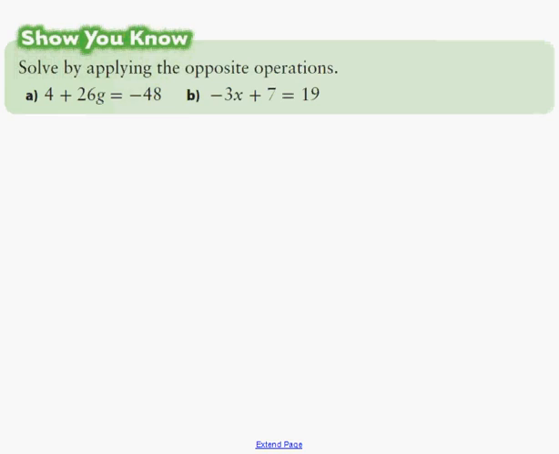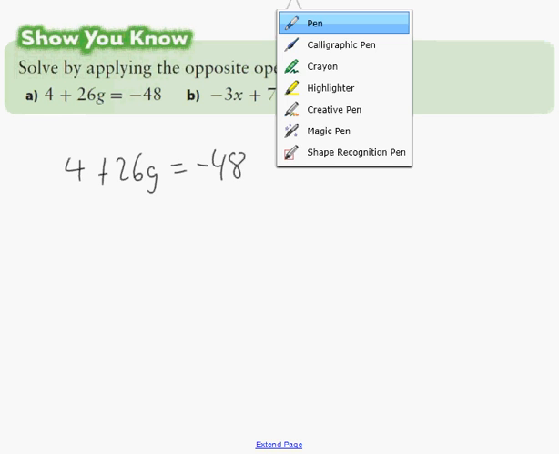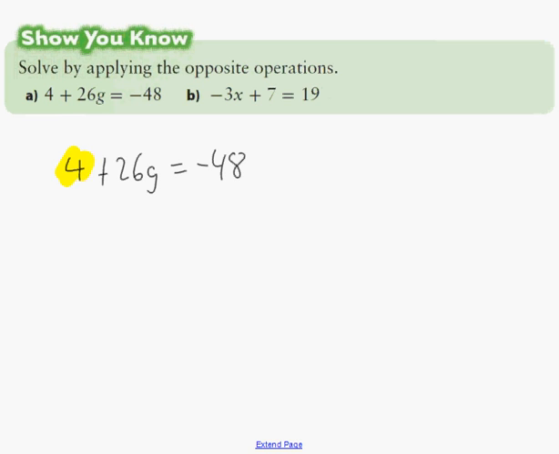So this time we're just going to follow our steps for isolating variables. And when you have 2 steps, the first thing you should get rid of is your constant. If I look at this equation, my constant is right there. Actually, not that plus sign, just 4. My constant is 4, which means to apply opposite operation, I'm going to subtract 4 from both sides to get rid of that 4. When I do so, I'm left with 26g equals -52.